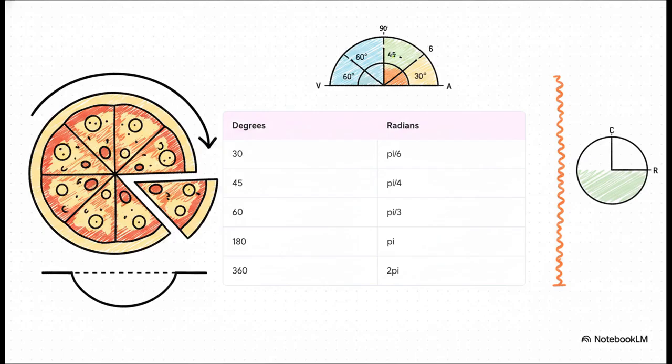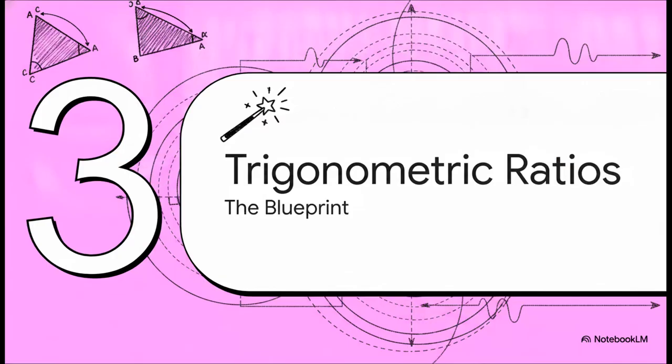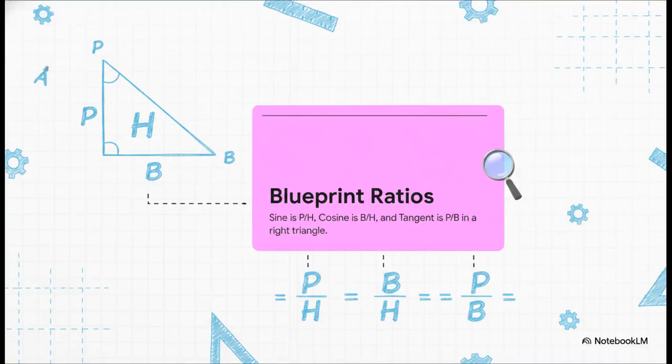All right, Section 3, Unlocking Trigonometric Ratios. Let's look at how angles actually relate to the physical sides of a triangle, because this is where the real magic of trigonometry happens. These aren't just abstract ideas. They are literally your blueprint ratios. They let you rebuild an entire triangle structure just by knowing a couple of measurements.